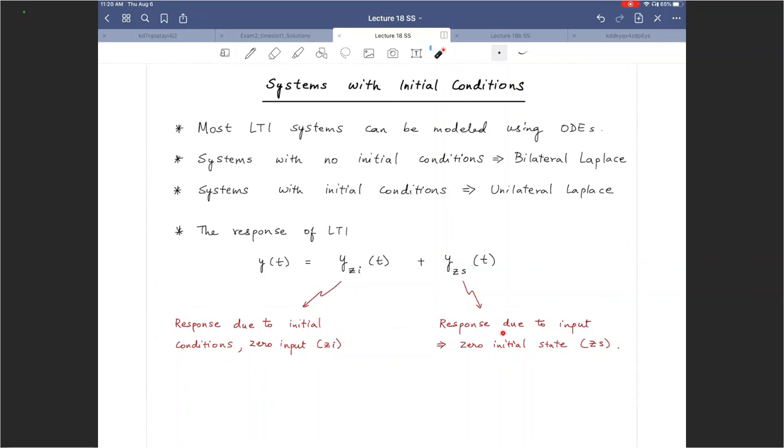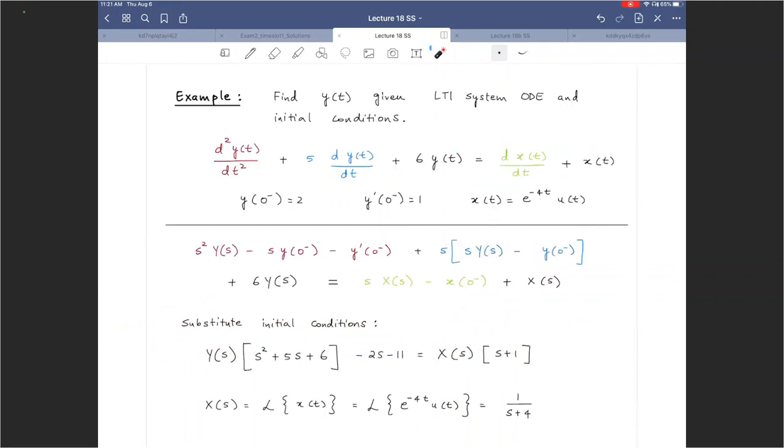So a response due to the initial state is called zero input. What would be the response of this system if there was no initial state? That is the response due to the input, right? So we are calling that y sub zs of t. Both those responses add up to give you the overall response of the LTI system, for which we need the unilateral Laplace transform. So let's take a look at an example here.